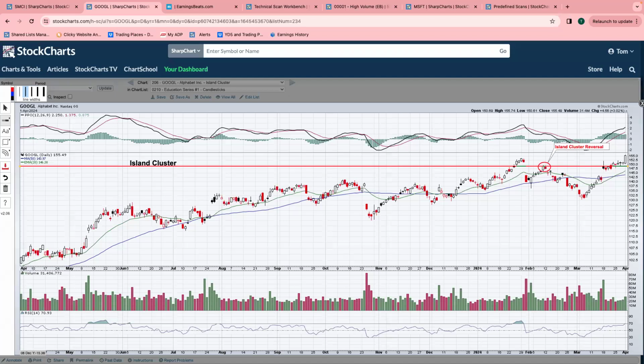Longer term, use weekly charts. Yep, talked about that one earlier. Do you like to see high or low volume when testing support?